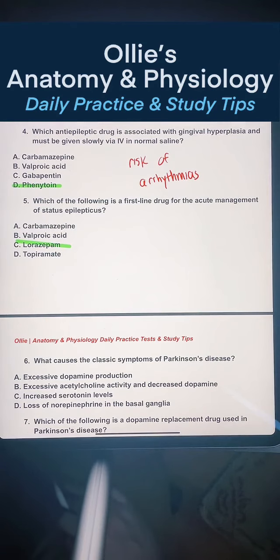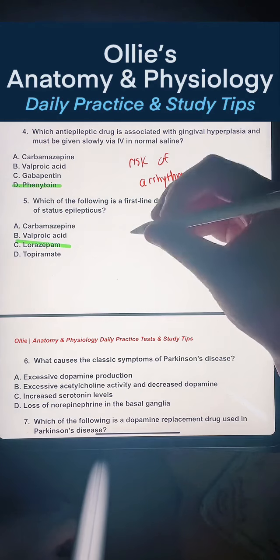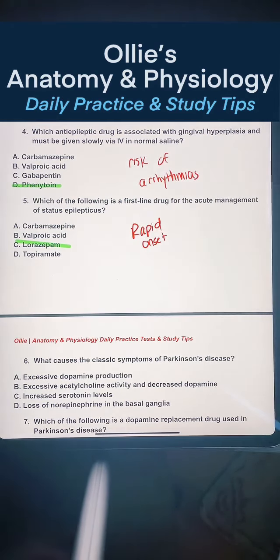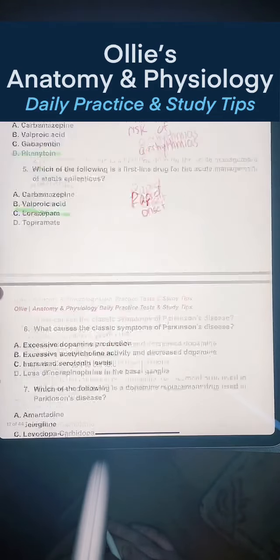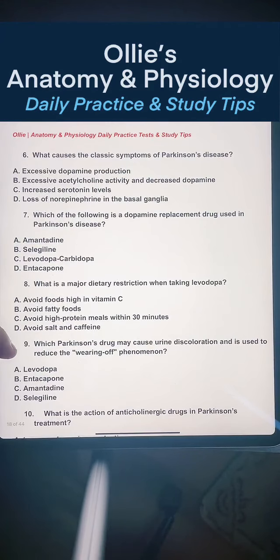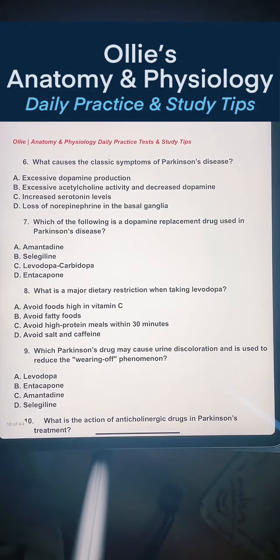So lorazepam is a benzodiazepine. Those are the first line of treatment because it has a rapid onset, and it's also just effective. Let's move on to number 6. What causes the classic symptoms of Parkinson's disease?